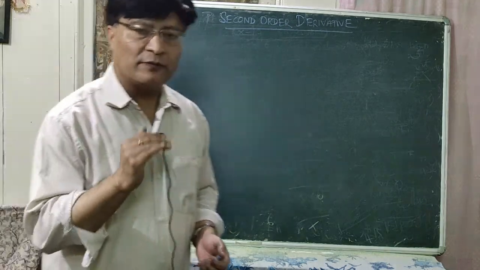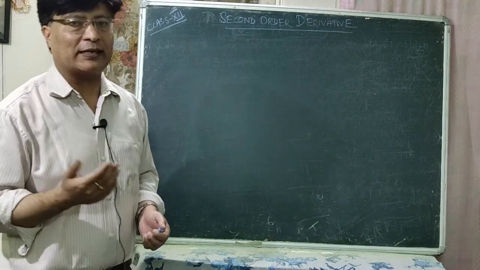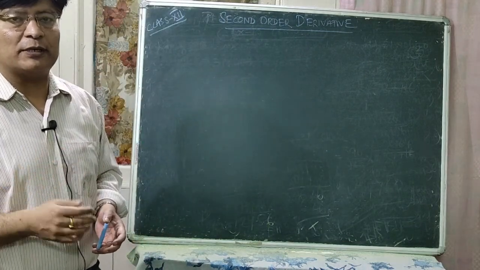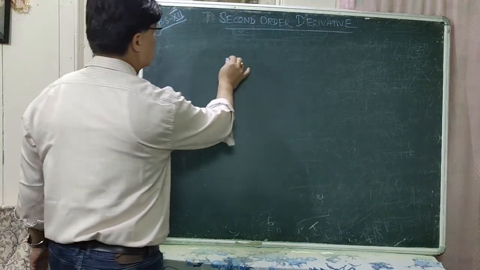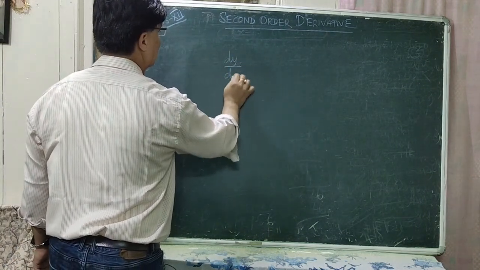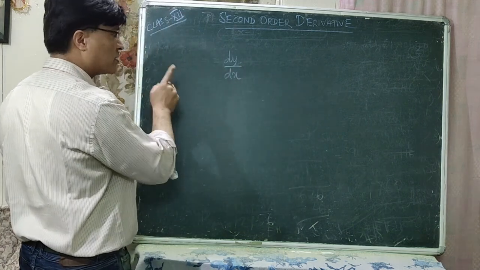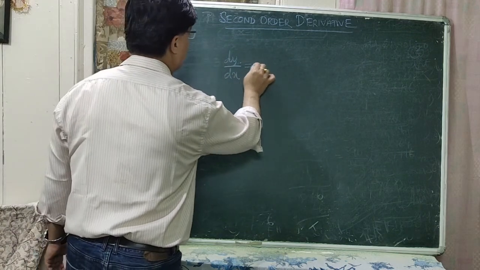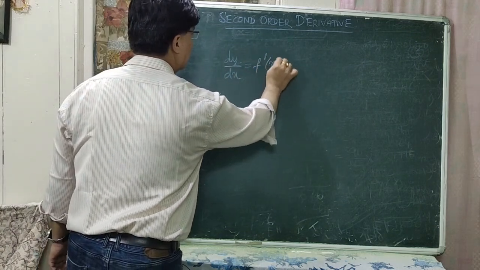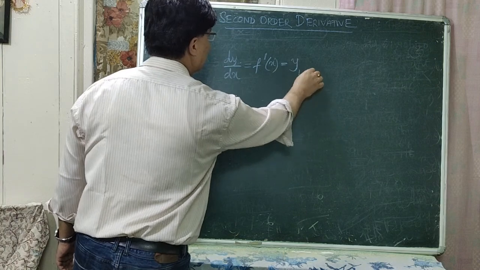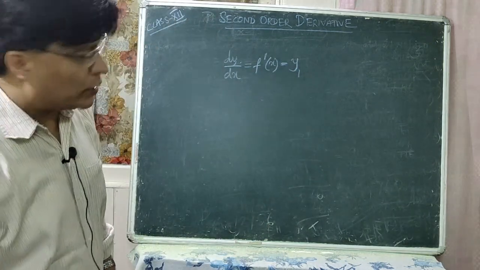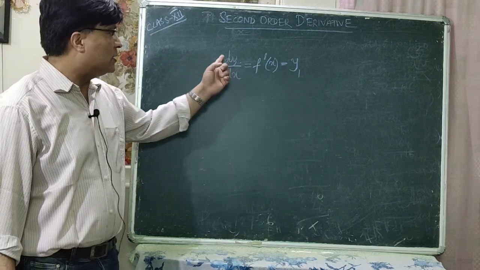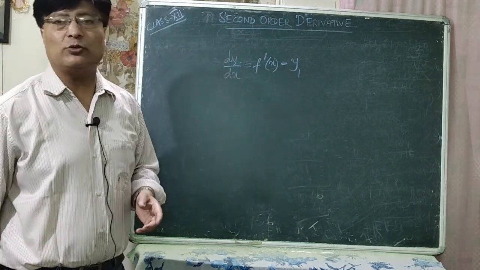So we did first order derivative previously in the online class, right? You know first order derivative, isn't it? First order derivative means dy by dx. This dy by dx is known as first order derivative, or it may be represented by f dash of x. It may be represented by y1 also. So y1 is also dy by dx, that is differentiation of y with respect to x.